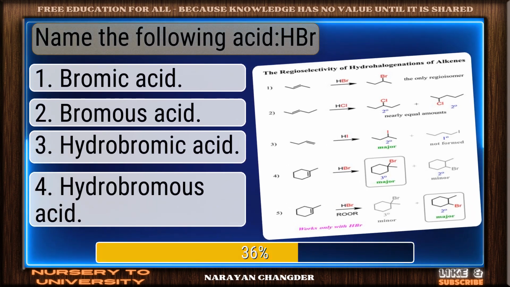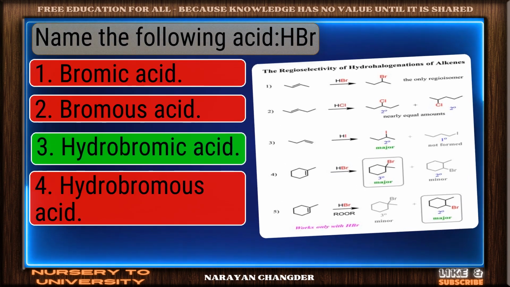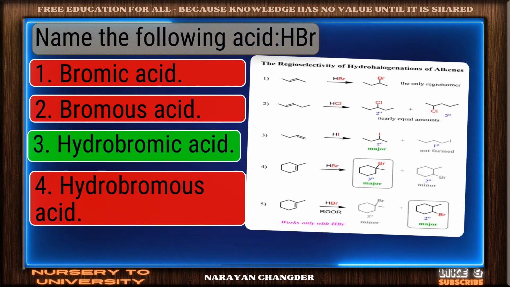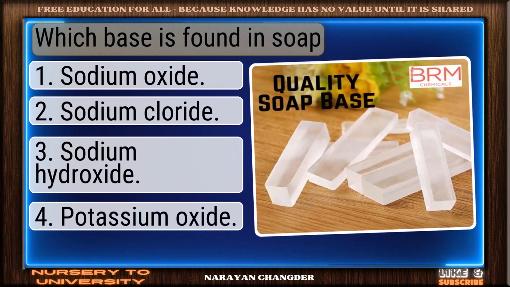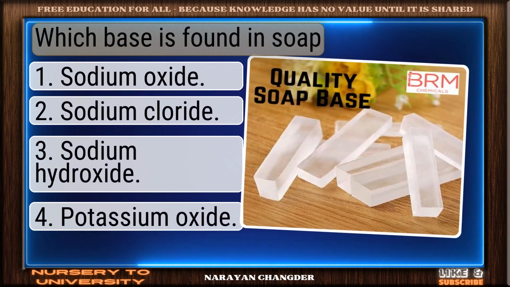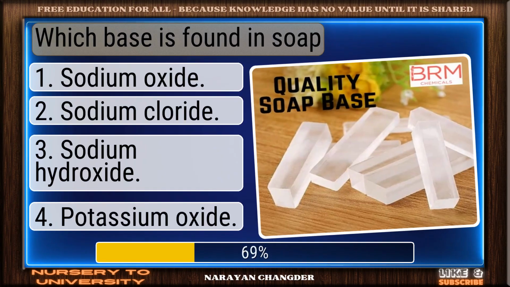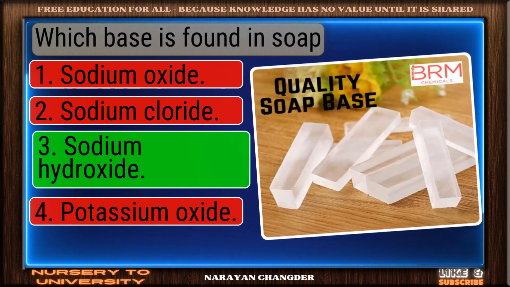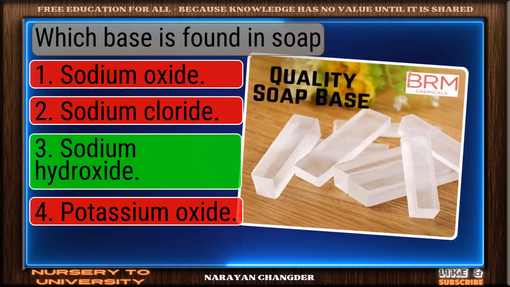HBr. Hydrobromic acid is the answer. Question number 185. Which base is found in soap? Excellent choice. Sodium hydroxide is the right answer.